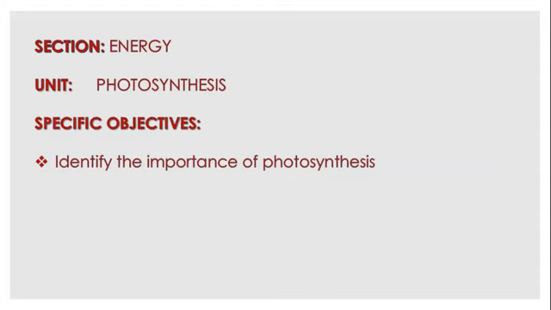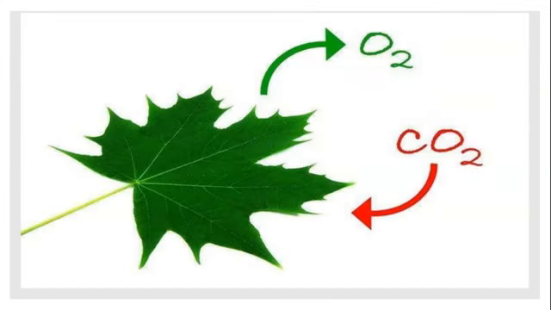In today's lesson, we'd like to identify the importance of photosynthesis to plants and animals. Now, generally, we know carbon dioxide is used during photosynthesis as a raw material to produce glucose as one of the first products of photosynthesis. The byproduct or the waste product is oxygen, which is released into the atmosphere.